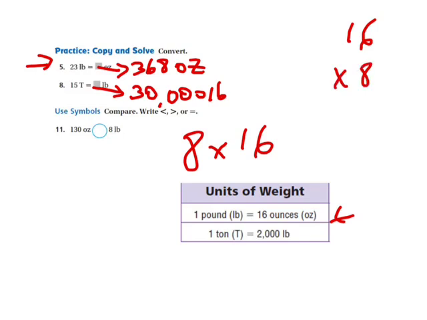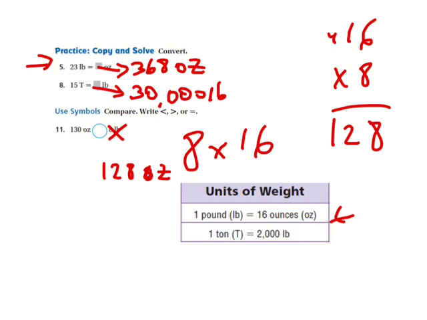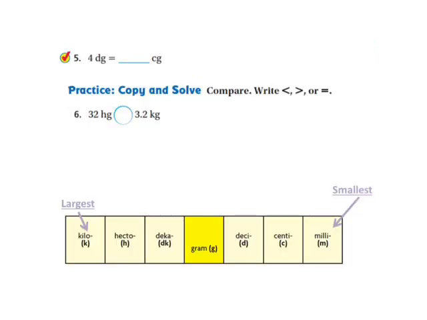16 times 8. 6 times 8 is 48. 8 times 1 is 8 plus 4 is 12. So this is 128 ounces. And now I can see, since they're both in ounces, that 130 ounces is slightly more. So this is a greater than symbol.